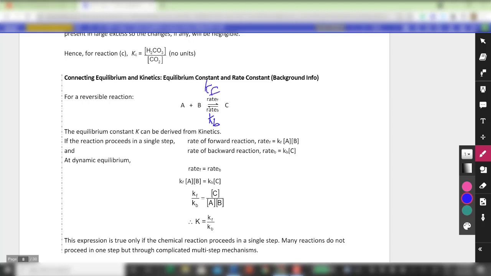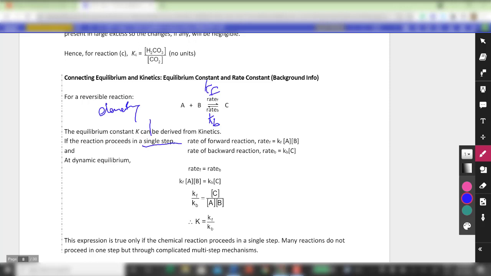Okay, so assuming that this is a single step reaction, if the reaction will proceed in a single step, the rate of forward reaction will be Kf. Remember, single step means elementary. So this step alone is the elementary step. And because it's the elementary step, we can actually use the stoichiometric coefficient as our order.